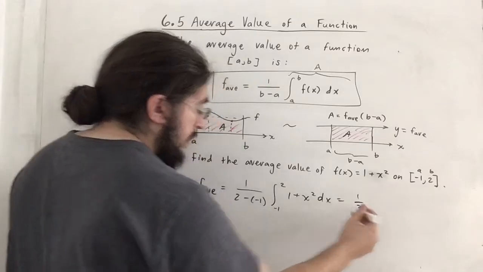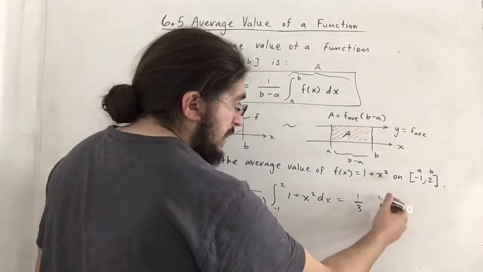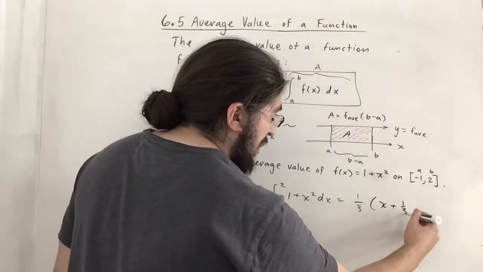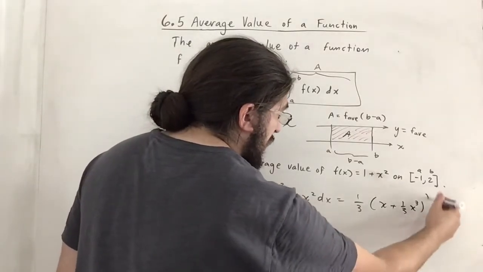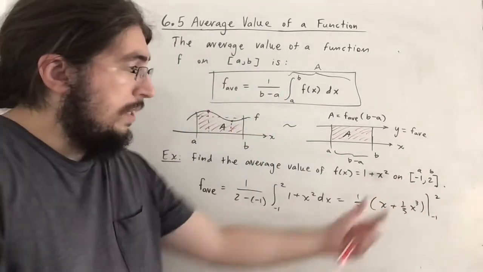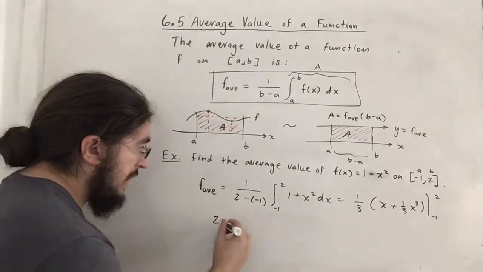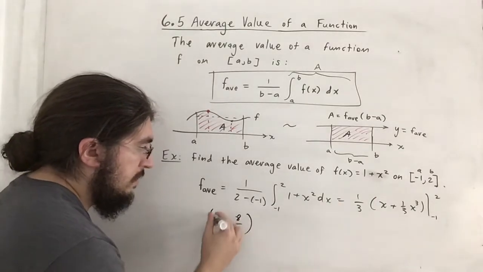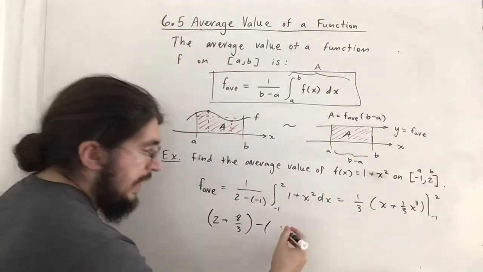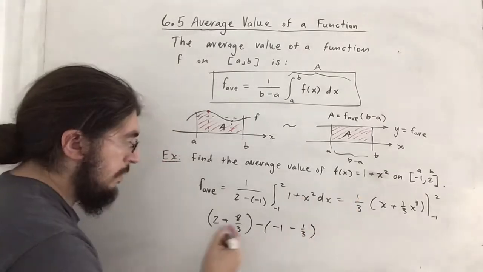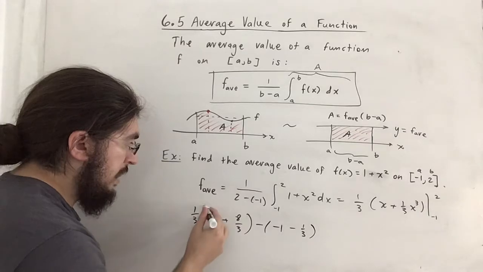Now, of course, that number is 1 over 3. The antiderivative of 1 plus x squared is, of course, x plus 1/3 x cubed. Evaluate this between negative 1 and 2, and then we're done. Now, when we plug in 2, we get 2 plus 8/3, because 2 cubed is 8, so it's 8 over 3. That's the first evaluation, minus, when you plug in negative 1, you get negative 1 minus 1/3, because negative 1 to the third power is negative 1, and then multiplying these by 1/3.